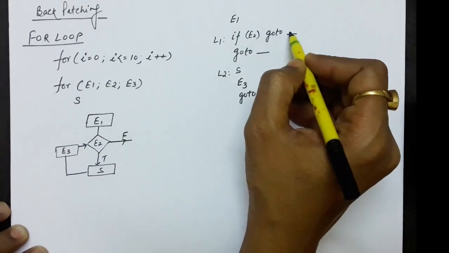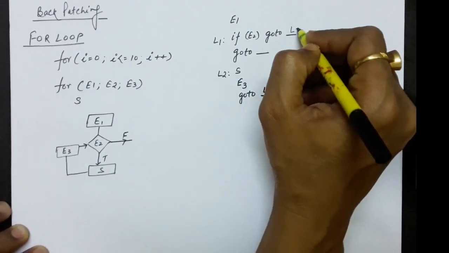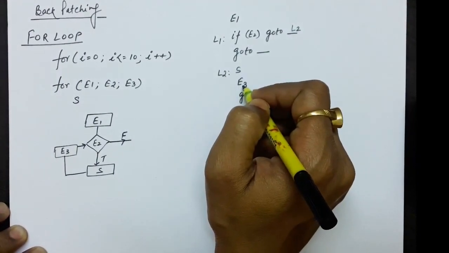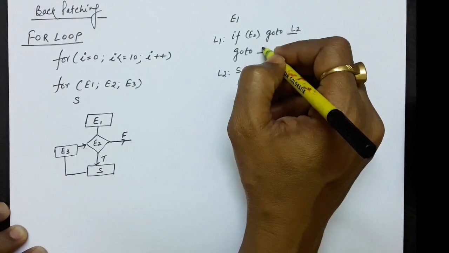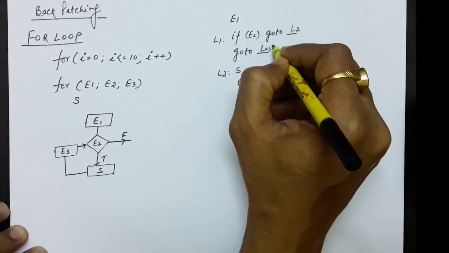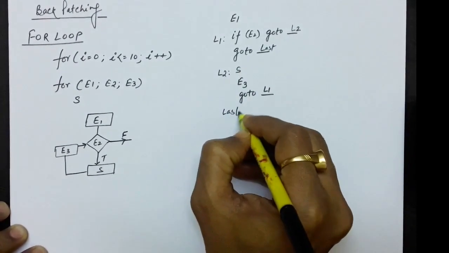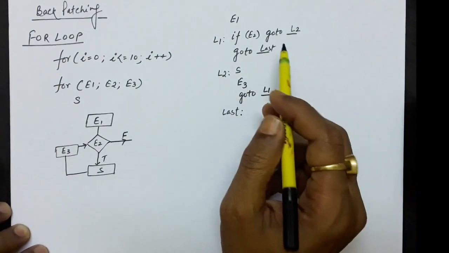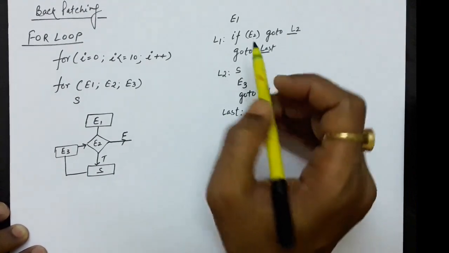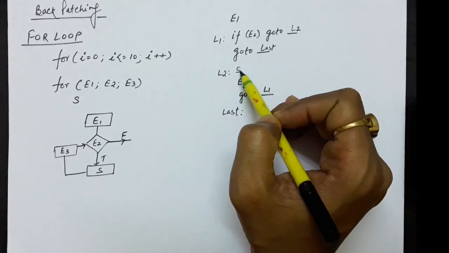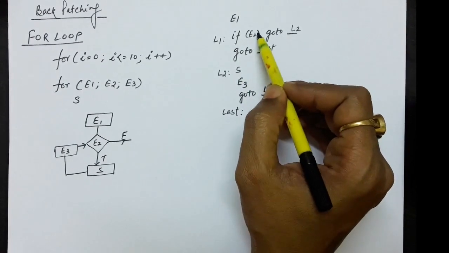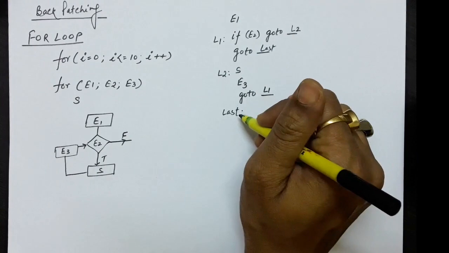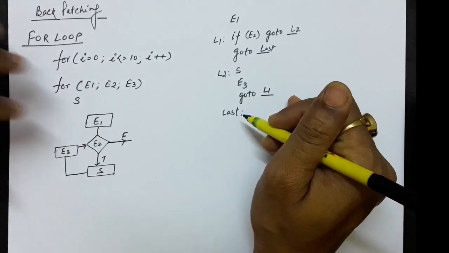Fine. Now, if the condition is true, you're going to L2 to execute the statement S and followed by the E3. If the condition is not true, in that case, you will come to the last. Let's say this is the last level. Fine. So this way you can write the three address codes for the for loop. If the condition is true, you're going to execute the statement S and E3. If the condition is not true, you will automatically come to this statement, which is leading you to go to the last level. Fine. Let's take an example.